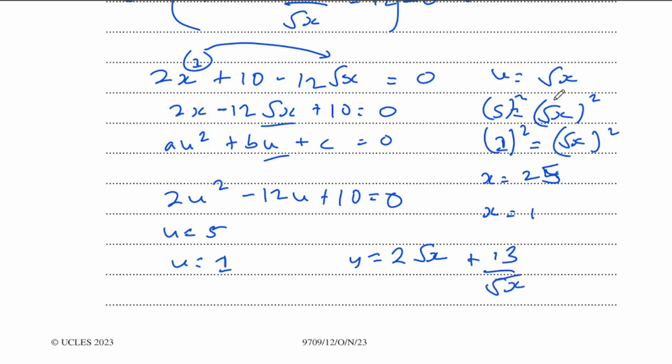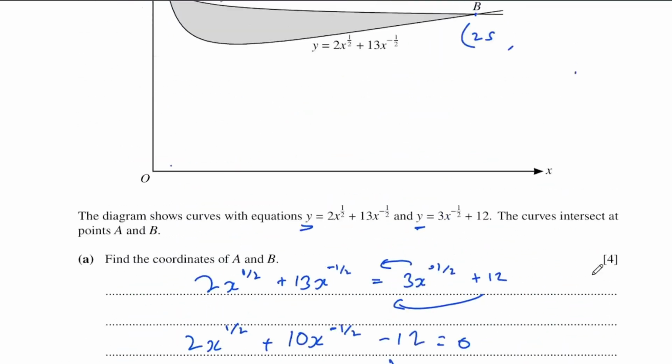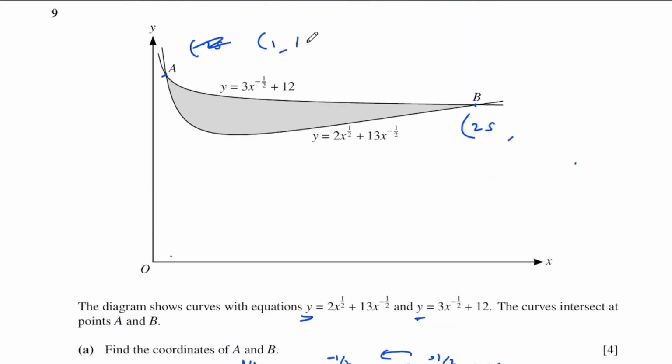And our x is 1, so y equals 2 root 1 plus 13 over root 1, which is just 2 plus 13, which is 15. And so here you're going to get (1, 15).